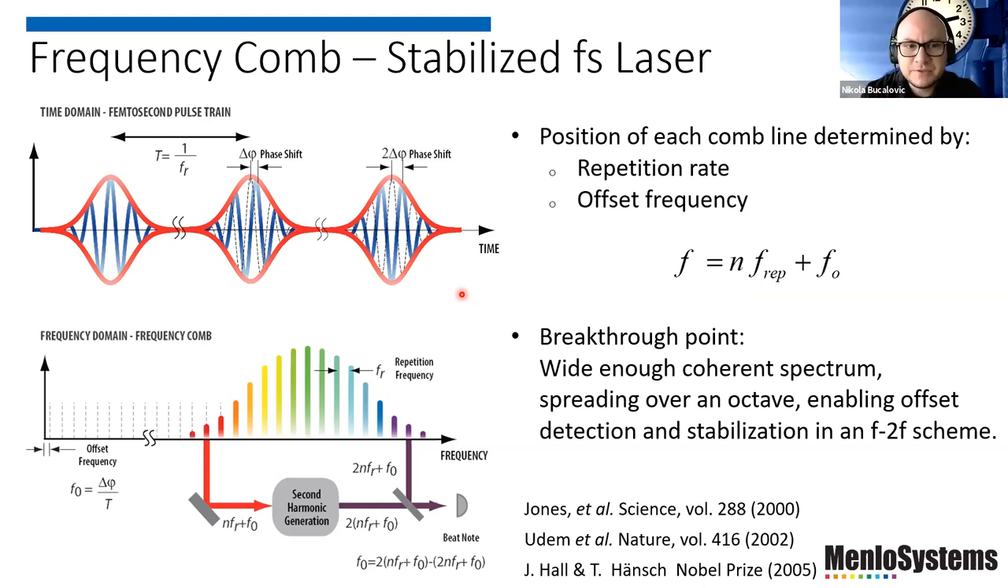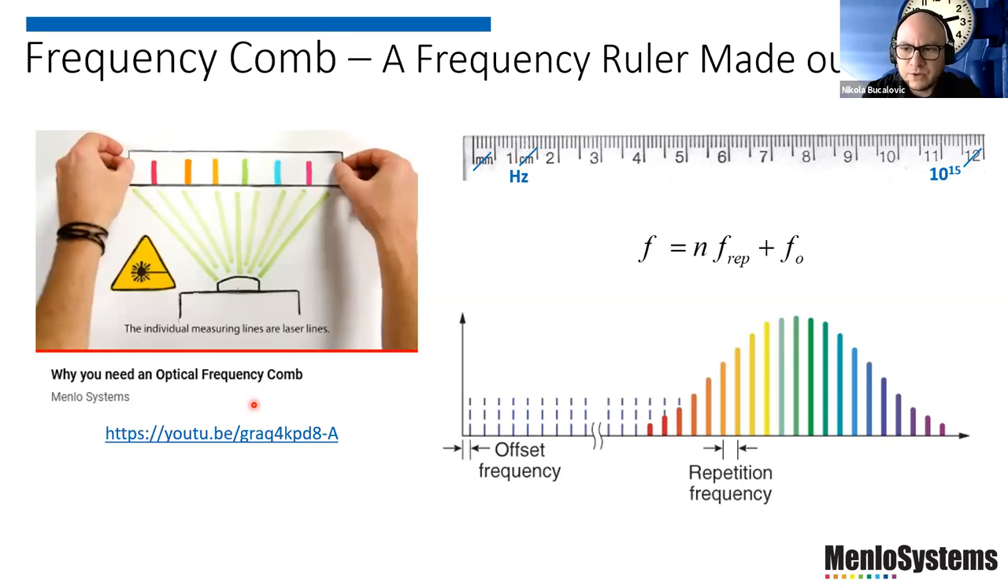But there is also the offset between the underlying laser field and the envelope of the pulse. In order to detect this offset, you need a wide enough spectrum and to make a beat, as we said, but in this case a beat between tens of thousands of lines. As the output of this 1F to 2F scheme, you get directly the carrier envelope offset frequency, and then you can stabilize both frequencies. What you end up with is basically a ruler of light, a ruler made out of tens of thousands of well-defined optical lines, with which now you can make a beat, as we said in this audio slide, with the unknown laser frequency.